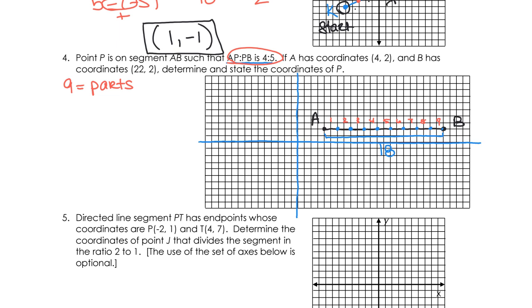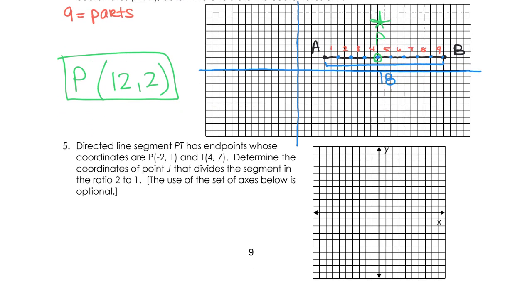All right, so now that we have that done, they're asking for AP. So we have A, and if we start at A and we travel 4 equal parts, that's 1, 2, 3, 4. We're looking at that point right there, and then from P to B, there should be 1, 2, 3, 4, 5 equal parts. And so we found it. And so we're looking for the coordinates of P, and P looks like it is at 1, 2, 3, 4, 5, 6, 7, 8, 9, 10, 11, 12, 2. And there it is.